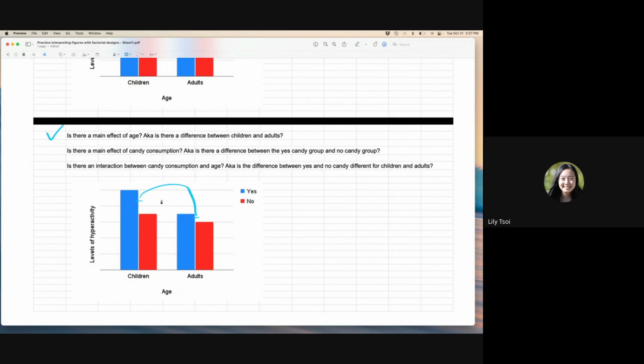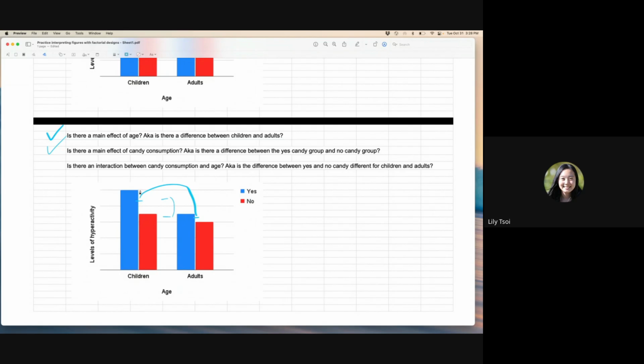So the mean of the blue bars is somewhere around here. And the mean of the red bars is somewhere around here. And what we want to do is see whether those means are different from one another. And they are. So here we do have a main effect of candy consumption. All right. So lastly, is there an interaction between candy consumption and age? AKA, is the difference between the yes and no candy different for children and adults?